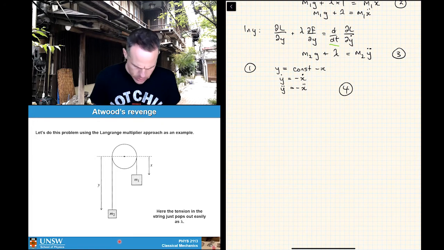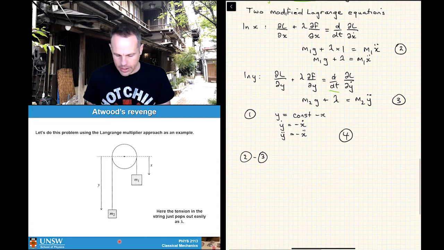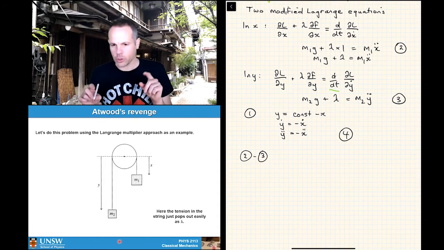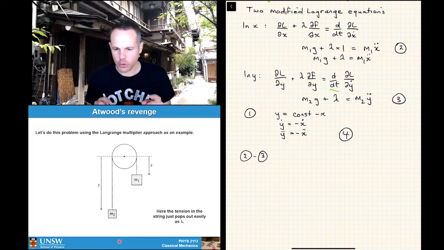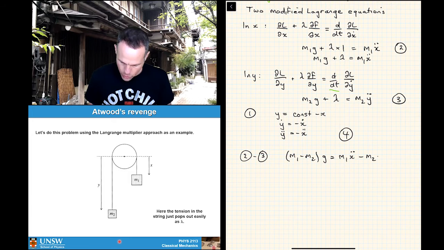And then what we can do is take equation 2 minus equation 3. And this is, again, kind of an inspired thing. I know what the solution looked like in the last lecture, and if you want, you can stop at this point and go back and remind yourself what it looked like and why I'm going the direction I'm going. I'm going to subtract these 2 equations, because what I'm going to get is (m1 minus m2)g is equal to m1x double dot minus m2y double dot.